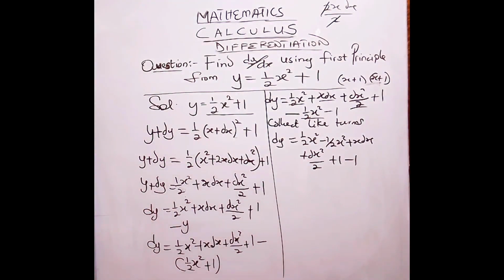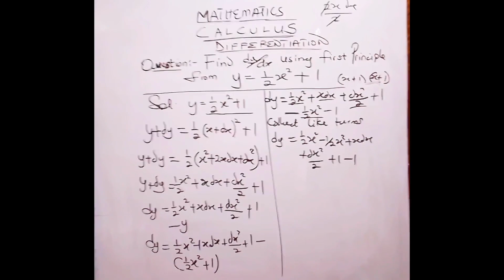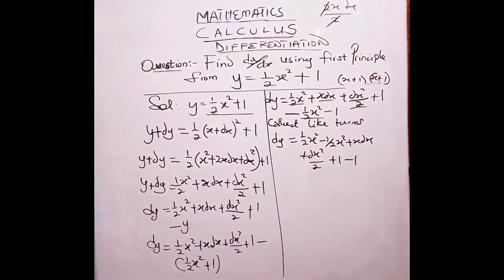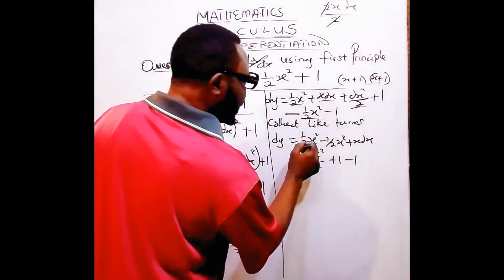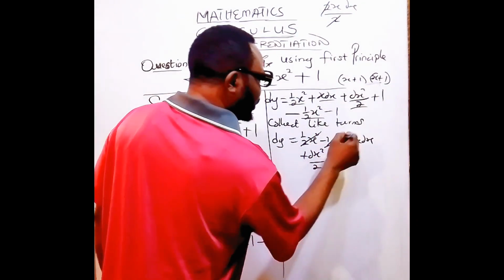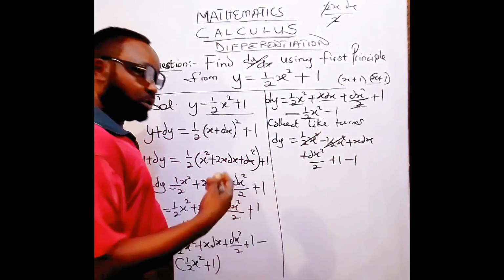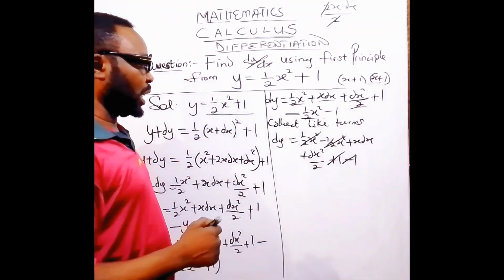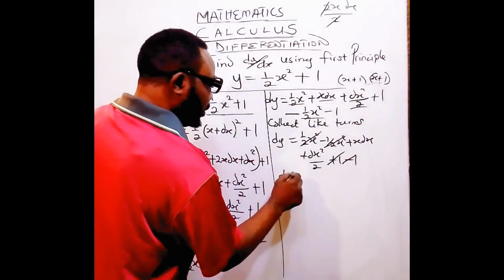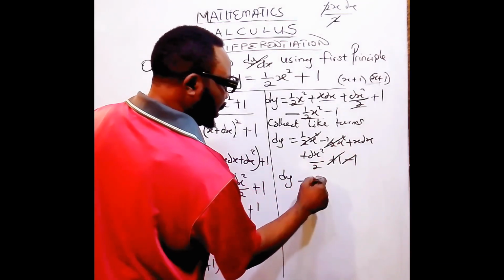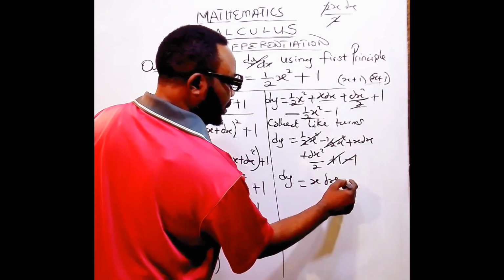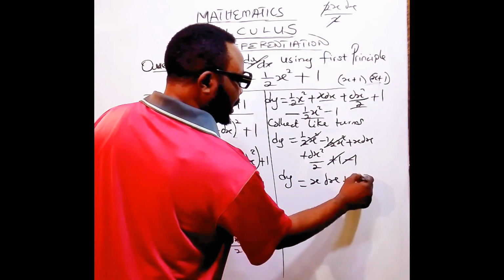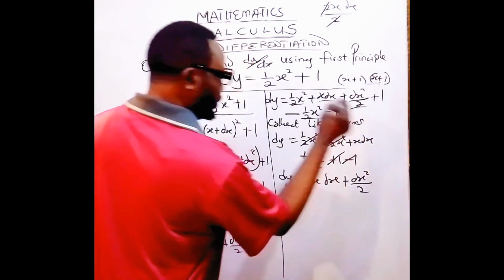So let's now look at those terms that look alike, if you can deduct some of them, and let's look at what is going to happen next. Now, at this stage, it is obvious that half x squared minus half x squared will cancel each other out. It makes it become 0. Plus 1 minus 1 will also cancel each other out. So we are going to have y equal to x dx plus dx squared over 2.